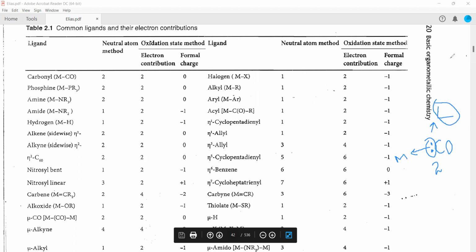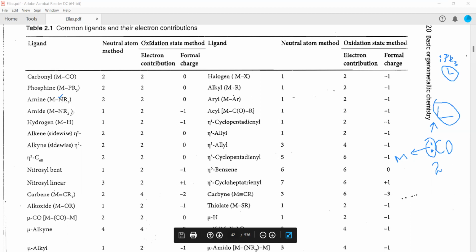Phosphine is PR3. So it also has one lone pair, so it is also L-type. It is also going to share 2 electrons by both methods of electron counting. Similarly, amines also have one lone pair. By the lone pair only it is donating here.